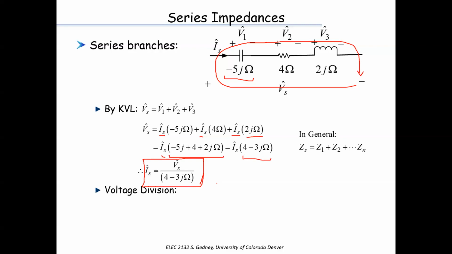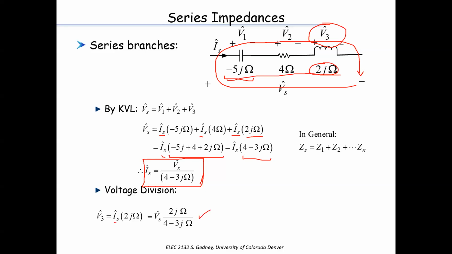Well, we also have voltage division. Why? Let's look at the voltage across the inductor. I want to find V3. Well, V3 is just 2J ohms times Is. But Is is equal to Vs over 4 minus 3J, or Vs over the total series impedance. So therefore, I have voltage division. V3 is equal to Vs times the impedance of the third branch, 2J ohms, divided by the net series impedance, 4 minus 3J ohms.